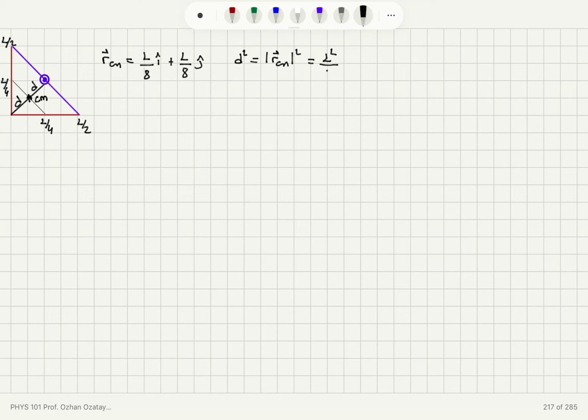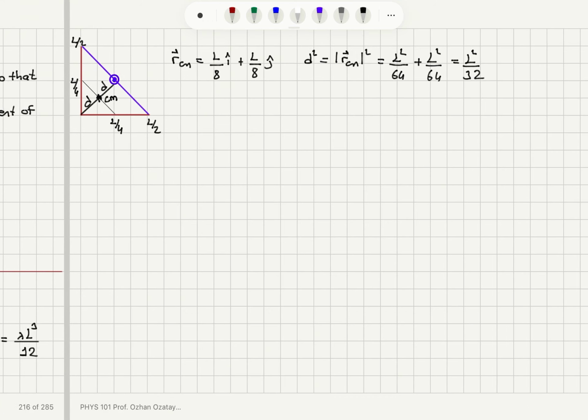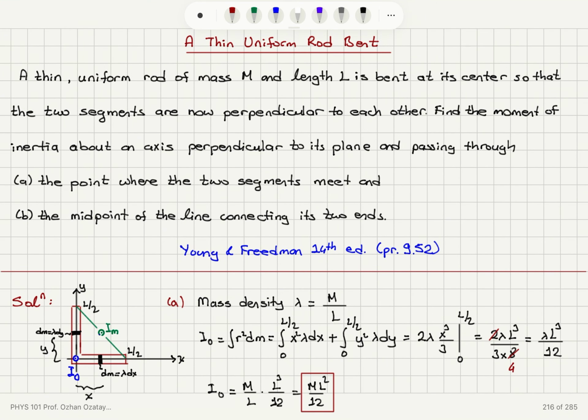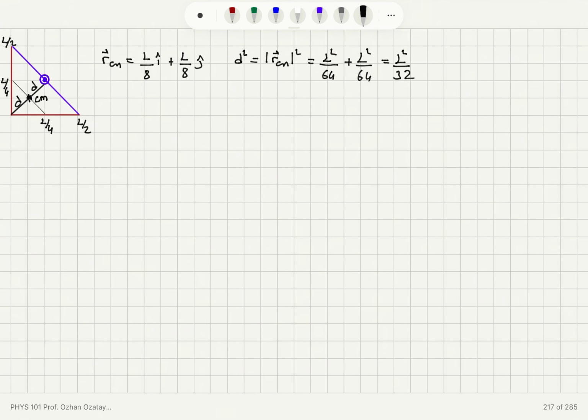So this will be L square over 64 plus L square over 64, the x component and y component squared, which is L squared over 32. If I look at the moment of inertia I calculated at the joint point, for a rotation axis that goes through the joint point, it's basically using the parallel axis theorem: the moment of inertia with respect to the center of mass plus m d square, which is I center of mass plus d squared, which is ml squared over 32. The answer I found was ml squared over 12 in part A.